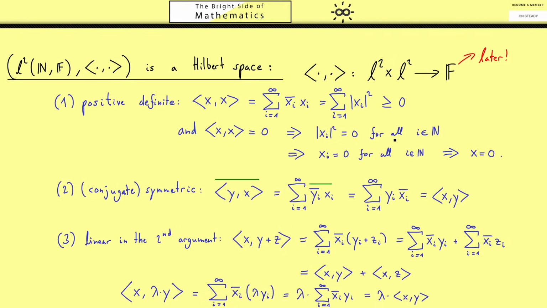In the upcoming video we don't talk about the technical details yet, but I want to show you all the nice properties a general inner product has.